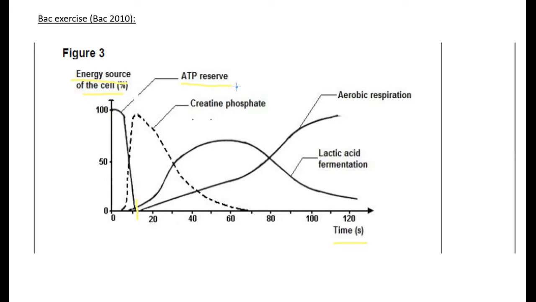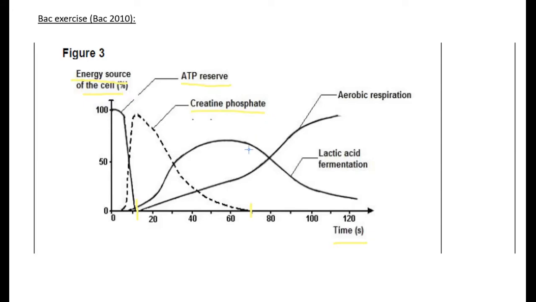Then there is a second thing called creatine phosphate. This one is going to be used up to a little bit more than a minute. Creatine phosphate is a molecule which has a phosphate group. Basically, this phosphate is going to be used to regenerate ATP, and the reserve of creatine phosphate will only last for a minute, roughly.